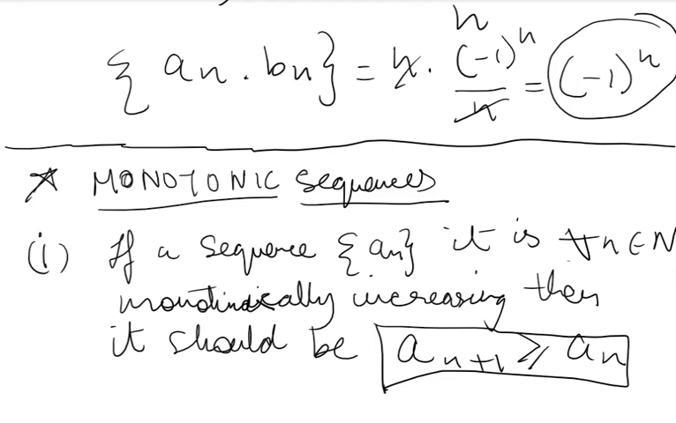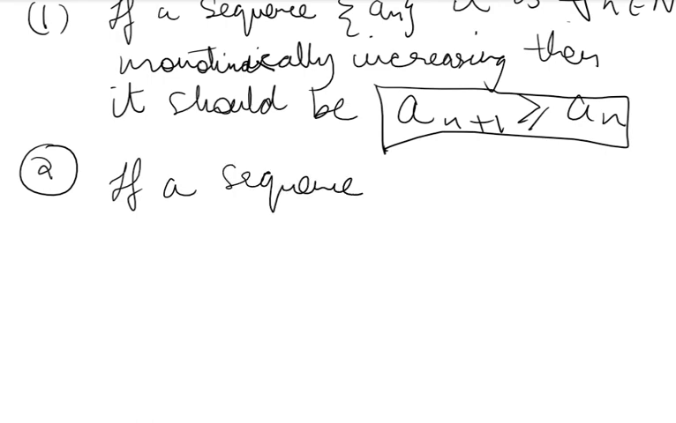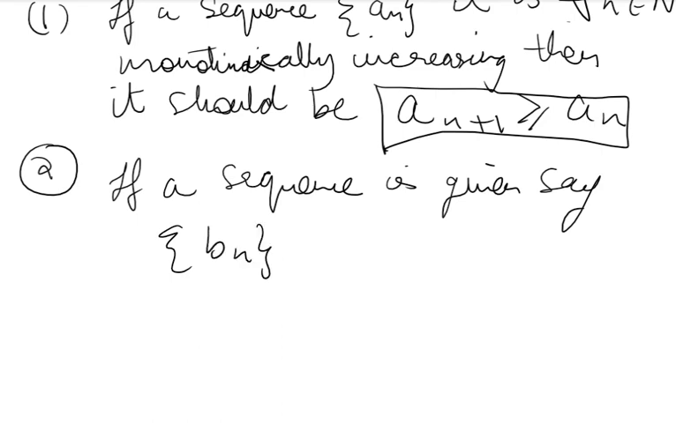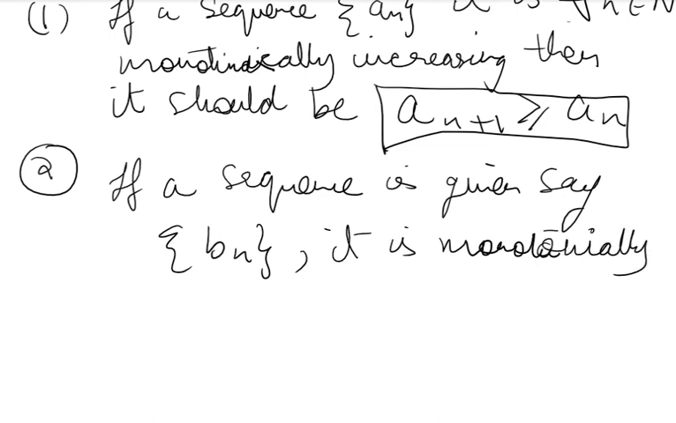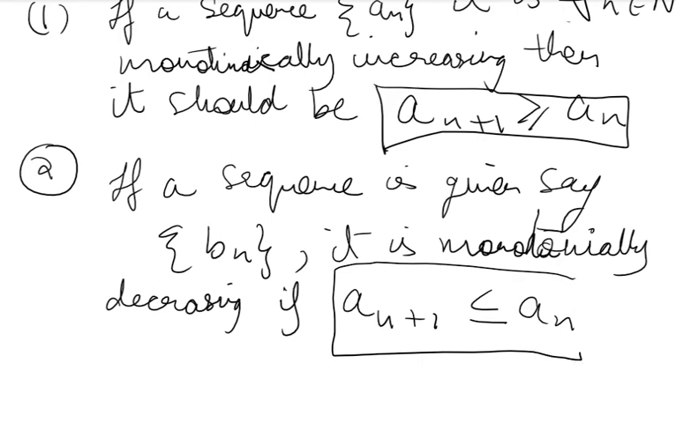Alright, now if there is a monotonically increasing sequence, then there definitely has to be a monotonically decreasing one. If a sequence is given, say bn, it is monotonically decreasing if a n plus 1 is less than or equal to a n. So these are the first two points.